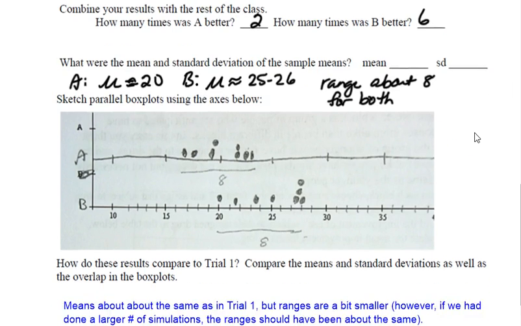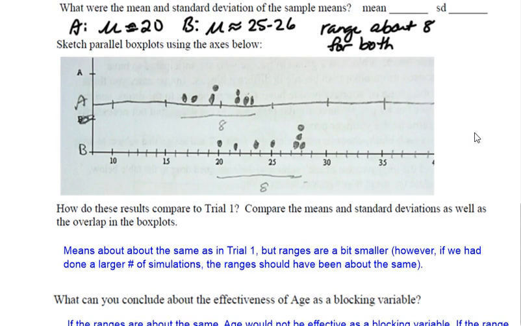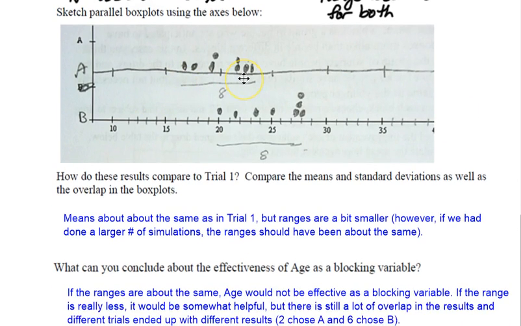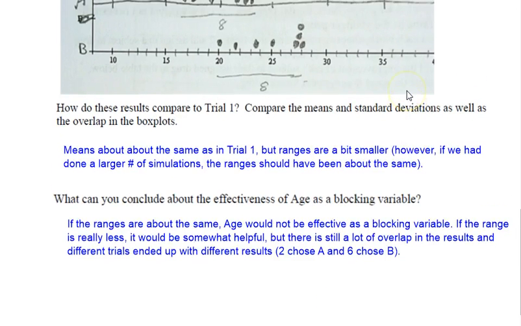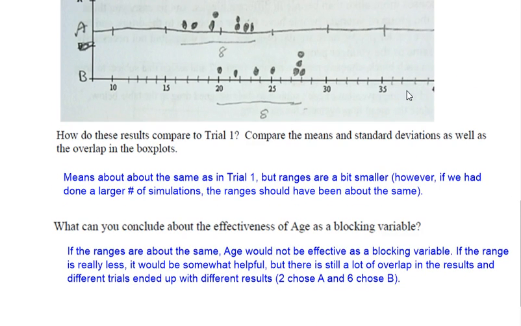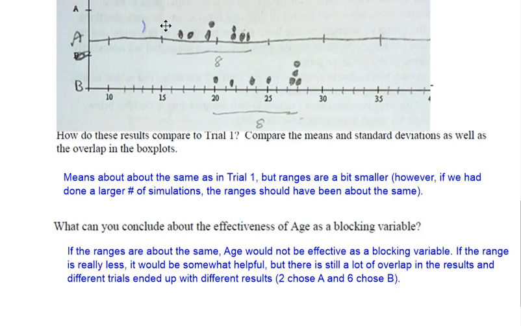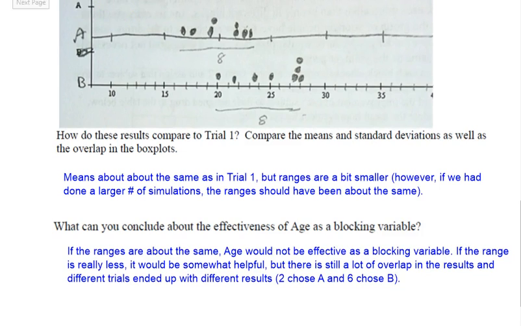Looking at the teacher materials for this, I feel like the variation actually is not typically reduced by this much. We just had a small sample in our class, but age is probably not going to reduce the variability very much, and we'll see later on why age is not very effective as a blocking variable. If the ranges were about the same, we would say it's not effective at all. There is a slight decrease here, like we said, but I don't think in general that age is going to be a helpful variable to block on.